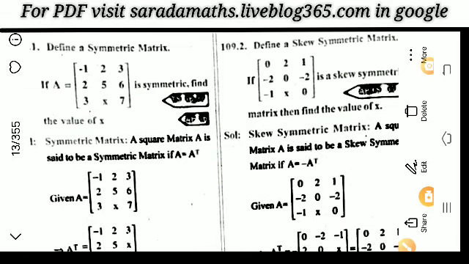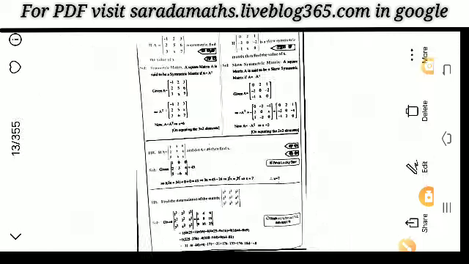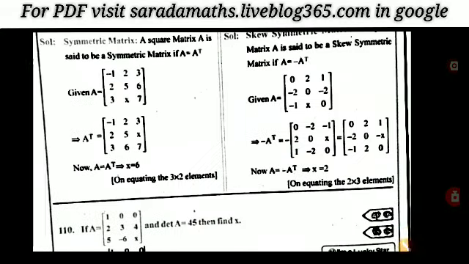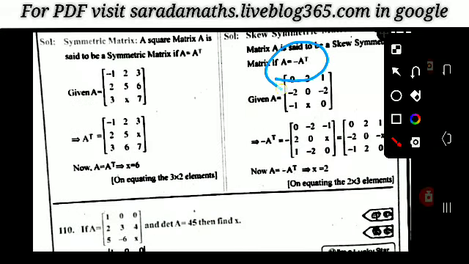Next, if this is the skew symmetric matrix, then what is the value of x? What is the meaning of the skew symmetric matrix? A dash is equal to minus A. That is, the A transpose equals minus the A matrix. Equating the two values, then we get that x is equal to 2. Okay, this is the next one.